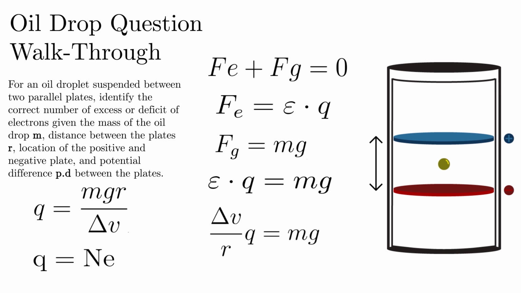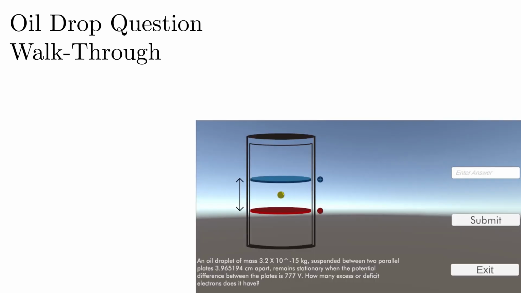Finally, since the negative plate is on the bottom and the positive plate is on the top, we will know that the oil drop must possess an excess of electrons. To fight against the pull of gravity, the oil drop must be negatively charged and experience repulsion against the negative plate that is below the oil drop. Okay, let's solve a sample oil drop question from our game.